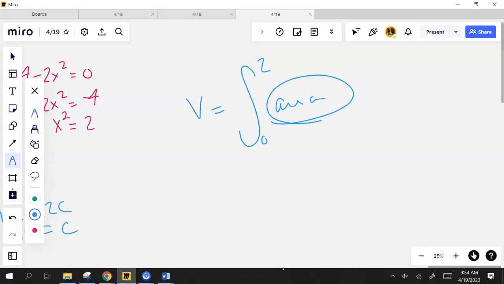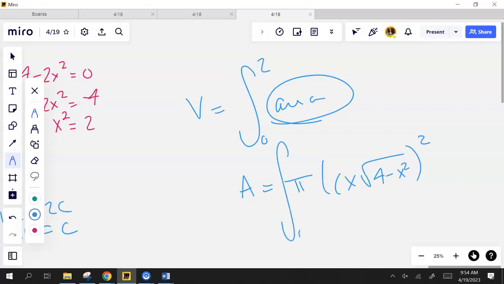So I know that the area of a circular cross section here was pi r squared. Pi, it gave me the radius there, right? Cx times the square root of 4 minus x squared, squared. This is what I'm integrating from 0 to 2.